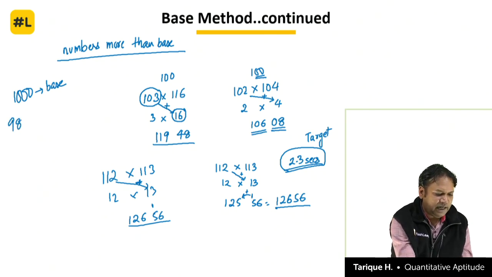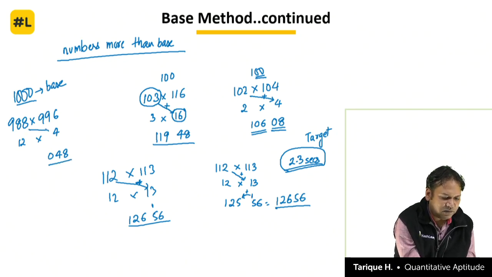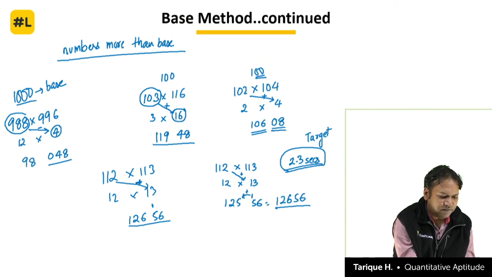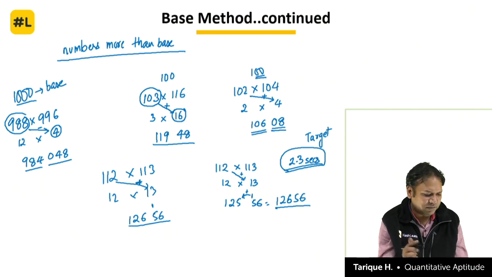Let's say 988 into 996. From 1000, how much less? They are 4 and this is 12. 12 into 4 is 48. But we have 3 zeros here, so 048 and 988 minus 4. Please understand here. Minus 4 is 984. So if you have understood, you can take 100, 1000, 10,000, any number.